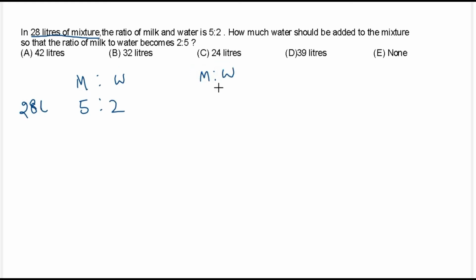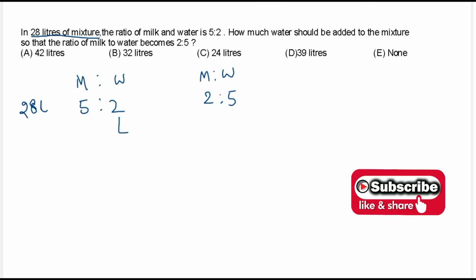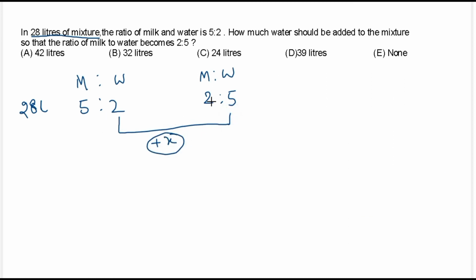Here we have our next question. It says, in 28 liters of mixture, so we have 28 liters, the ratio between milk and water is how much? It is 5:2, right? We are going to add water, let's say some amount X, and now the ratio becomes 2:5, and we have to find this amount of water, right? So this is the question. You first understand the question, and then we will try to solve this question.